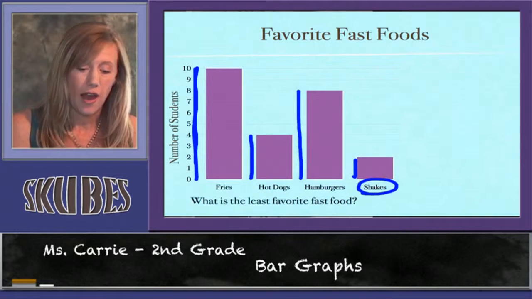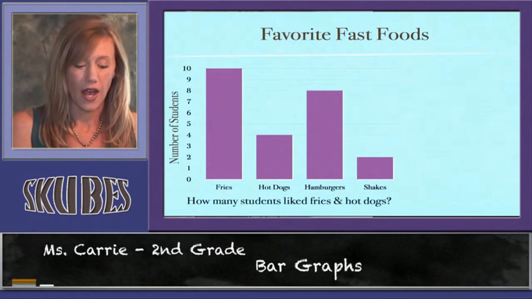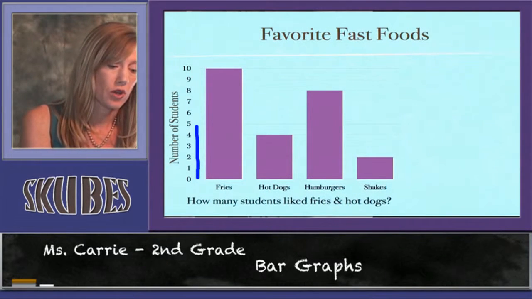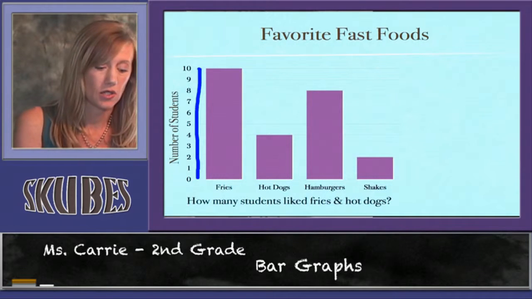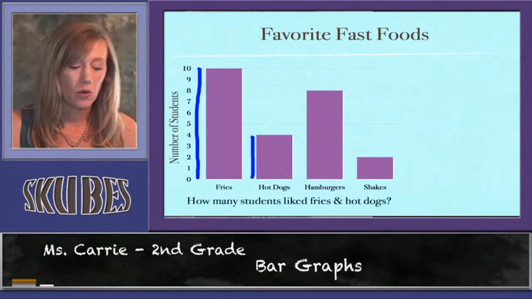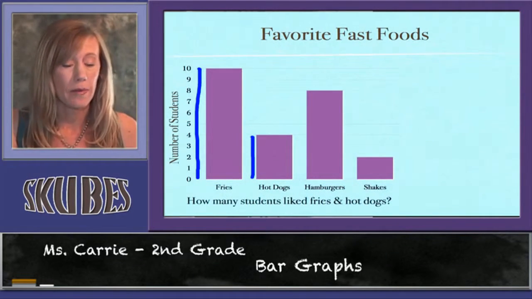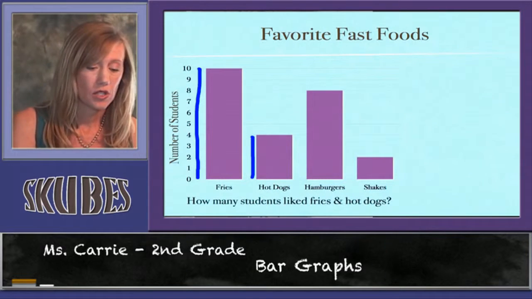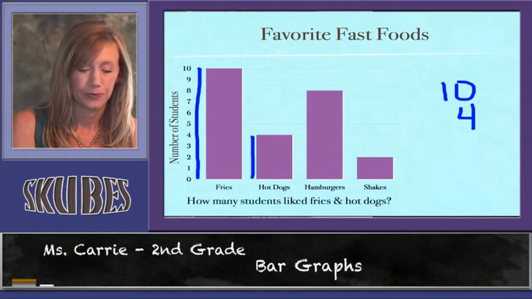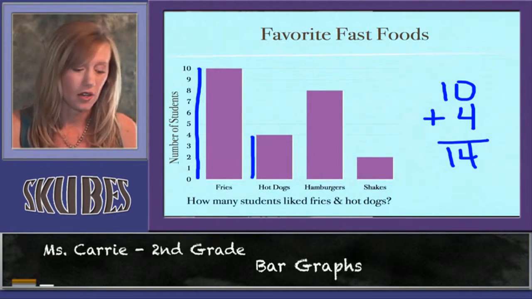Let's look at this same graph and ask a different question. How many students liked fries and hot dogs? Well, let's count fries again. Fries went all the way up to 10, so 10 students. Hot dogs went to 4. Now, when we hear the key words, how many students liked fries and hot dogs, the key word is how many students. We know we're going to add them. So 10 plus 4 is 14. 14 students liked fries and hot dogs.